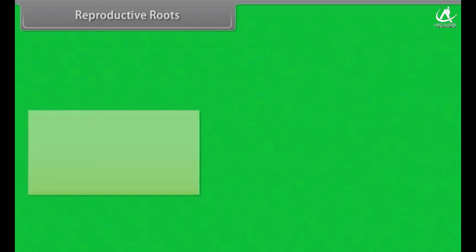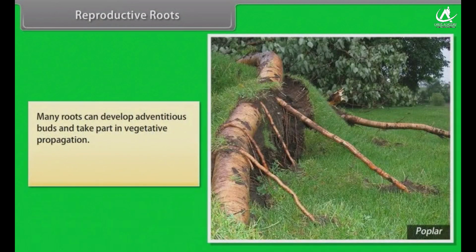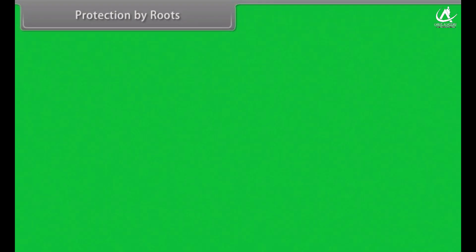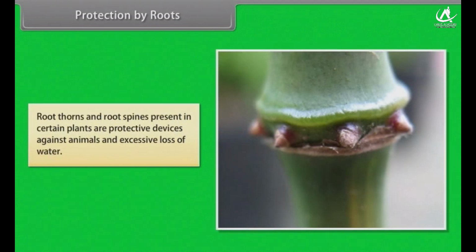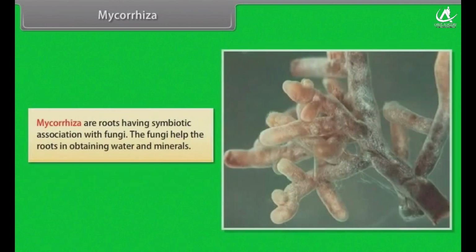Reproductive roots: many roots can develop adventitious buds and take part in vegetative propagation. Example: poplar, Dalbergia, dahlia, sweet potato. Protection by roots: root thorns and root spines present in certain plants are protective devices against animals and excessive loss of water. Mycorrhiza: roots having symbiotic association with fungi. The fungi help the roots in obtaining water and minerals.